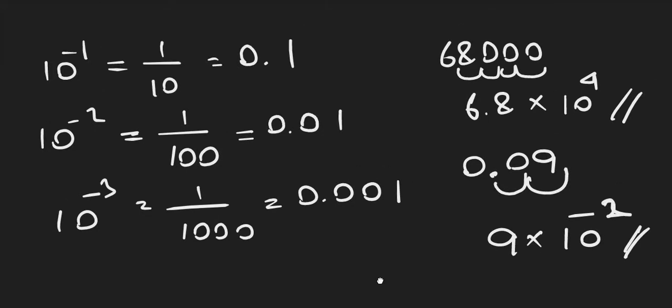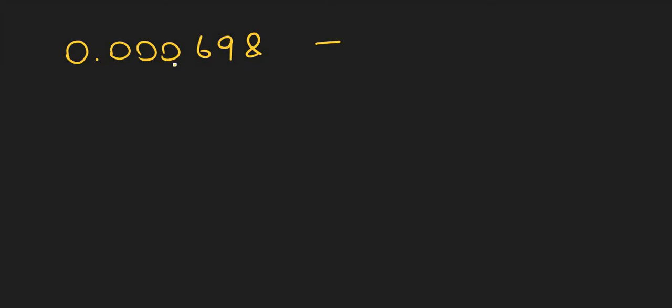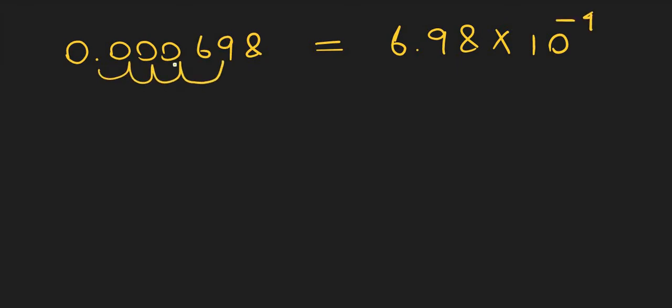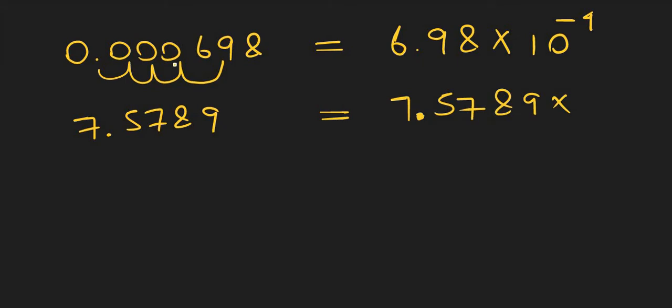Now we will work out a few examples related to scientific notation. If we are to represent the number 0.000698 in scientific notation, I can say 6.98 multiplied by 10 to the power... I have to move 1, 2, 3 and 4 points, so minus 4. Now how to represent 7.5789, which is already in decimal form? 7.5789 multiplied by 10 to the power 4, positive 4.